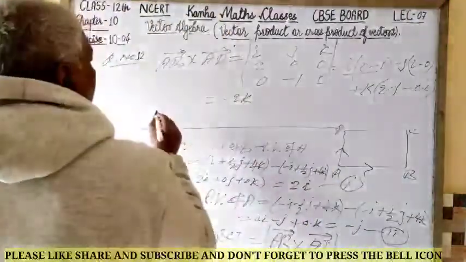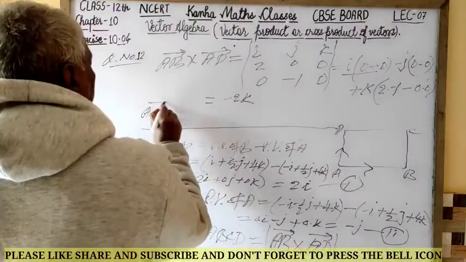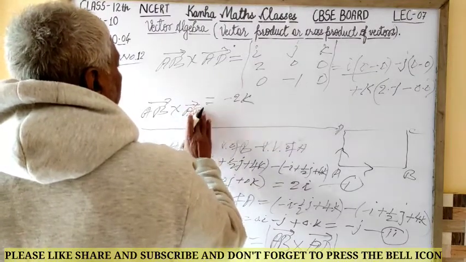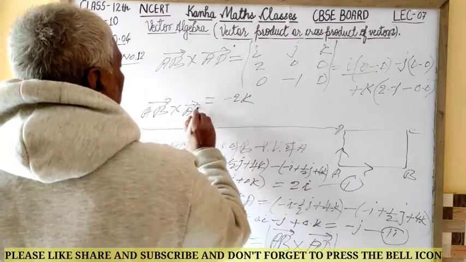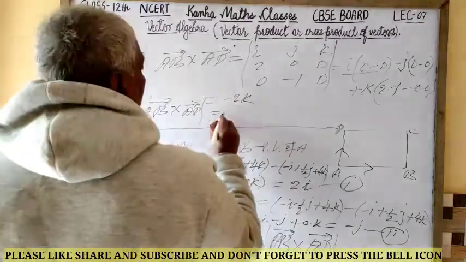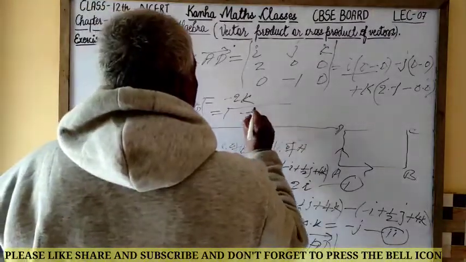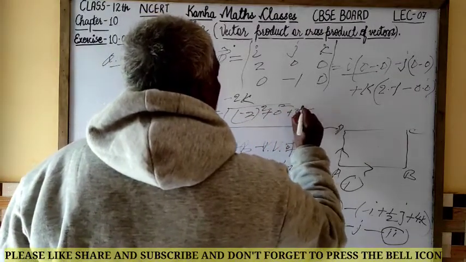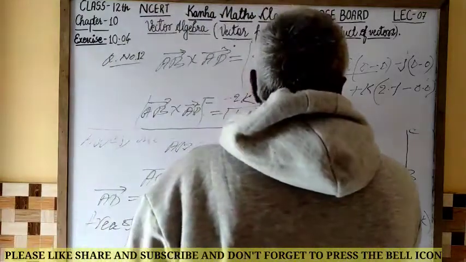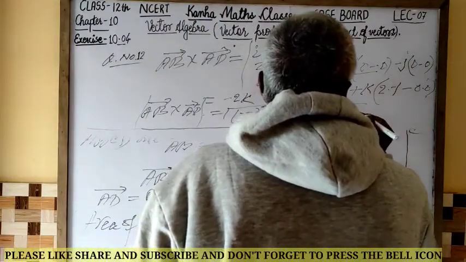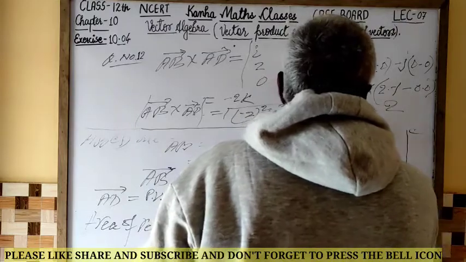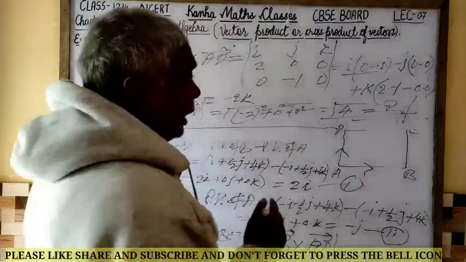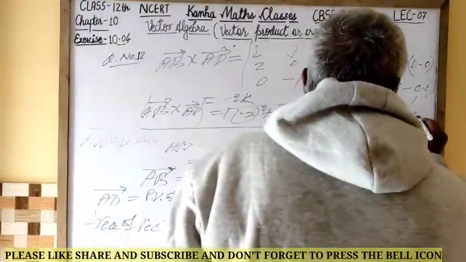Now the magnitude of vector AB cross AD is equal to the square root of minus 2 squared plus 0 squared plus 0 squared, which is the square root of 4, that is equal to 2. This is the requisite answer for the area of the rectangle, that is 2, and this is option C.